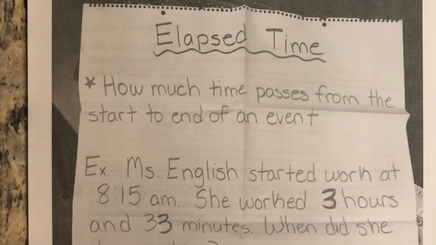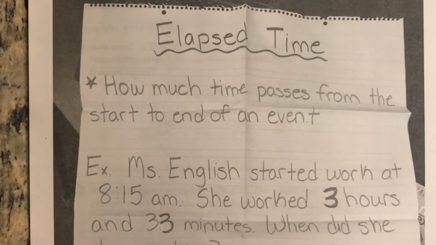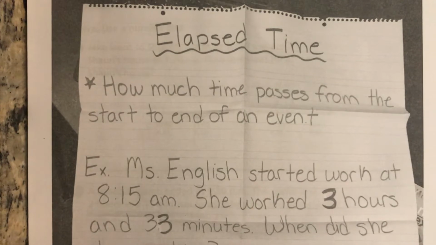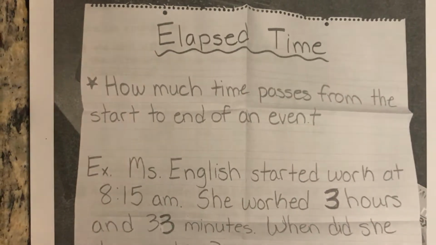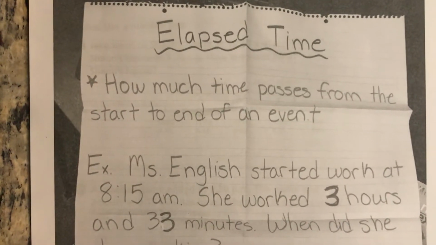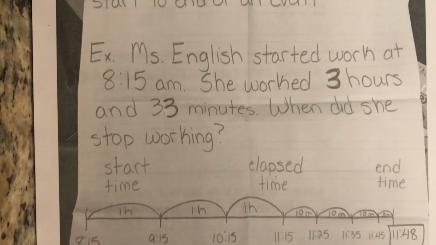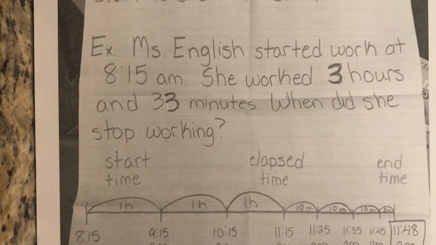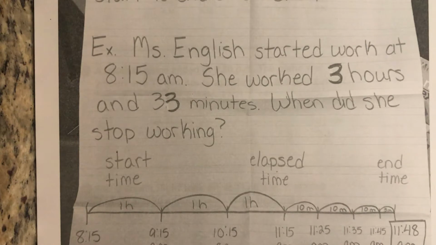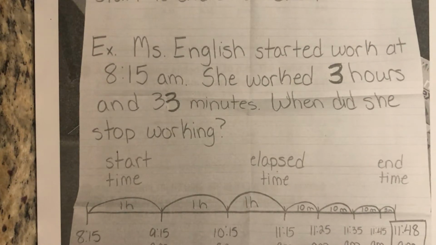This week's packets focus on elapsed time. Elapsed time is how much time passes from the start to the end of an event. For example, Miss English started work at 8:15 a.m. She worked 3 hours and 33 minutes. When did she stop working?